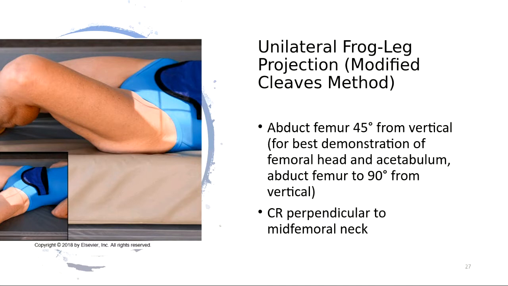So the unilateral frog leg, or the lateral of the hip, on page 287, you're basically going to abduct the femur about 45 degrees from vertical. Okay, this one right here. You're going to place some kind of sponge underneath the patient to help them hold that up. And the central ray is perpendicular to the femoral neck. So again, you're 1 to 2 inches medial from ASIS, 3 to 4 inches down.